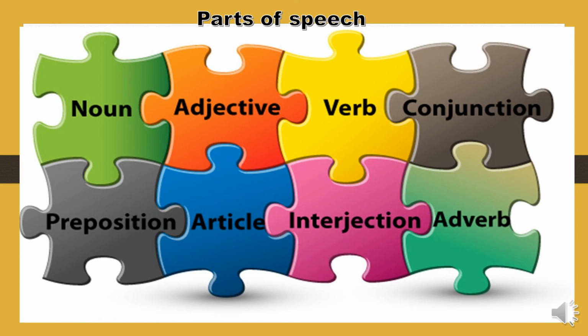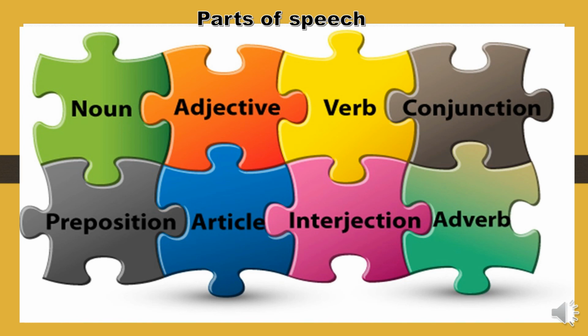What are adverbs, children? Adverbs are the words which modify a verb, an adjective, or another adverb. There are many types of adverbs. Adverbs of time, adverbs of place, adverbs of manner, adverbs of frequency. What are adverbs of manner? Adverbs of manner describe how something happens and also answer the question how.